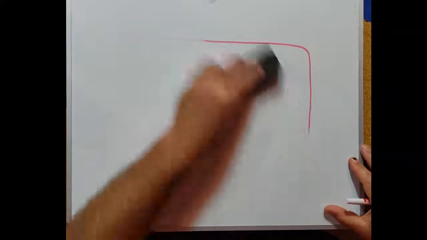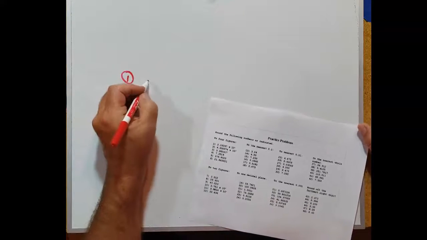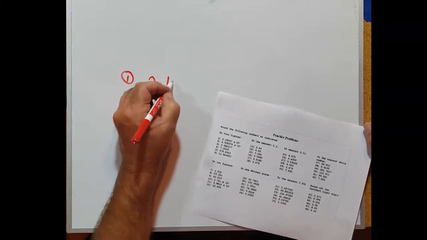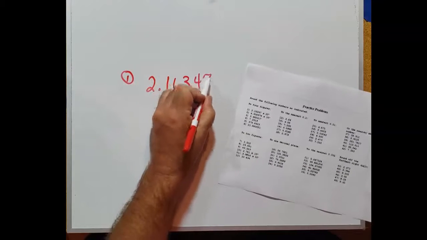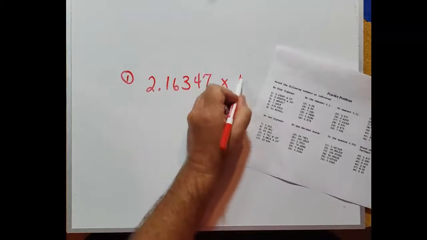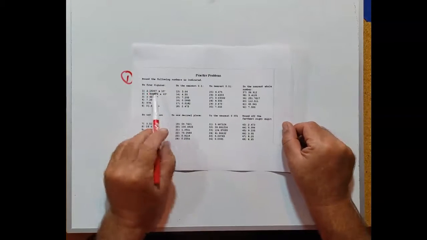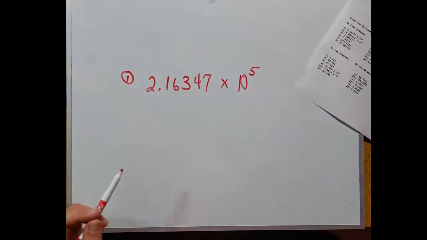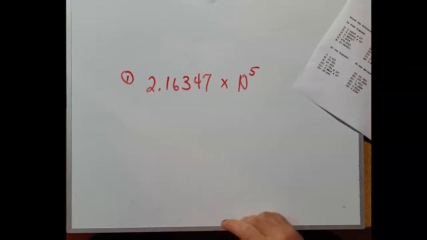Let's get rid of that. And let's take a look at, let's say, problem number 1 from our homework. 2.16347 times 10 to the 5th. And the problem asks us to round to 4 figures. All right. Well, let's take a look.